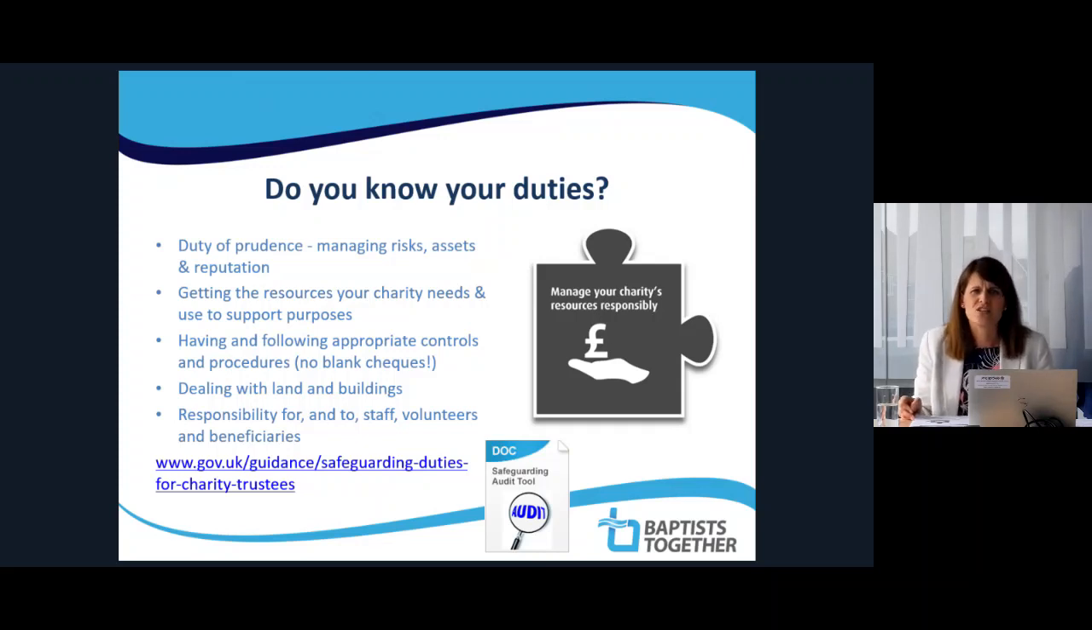And I would draw your attention to the Charity Commission guidance for safeguarding duties for charity trustees, and I've put a link there because it is really of great importance that all charity trustees are aware of that. And again, there's a suite of information on the Baptist Union website on the safeguarding page, and there's an audit that you can carry out to assess how you're doing from a safeguarding point of view as church charity trustees.